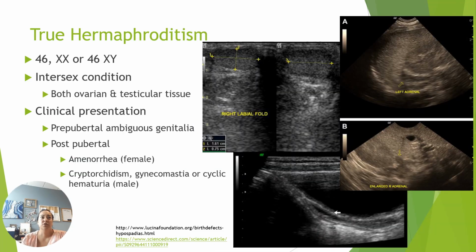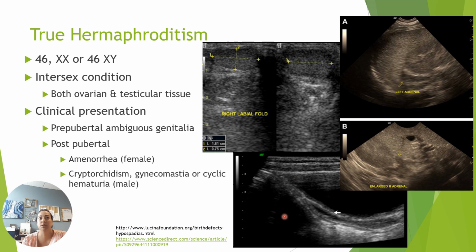Then there's true hermaphroditism, where we have intersex tissue presented for both. We can have both ovarian and testicular tissue in a fetus and newborn. We have ambiguous genitalia appearance, and then ultimately later in life we can have some abnormal hormone production where we have amenorrhea in a female or gynecomastia in a male with cryptorchidism. So mostly things to be aware of.